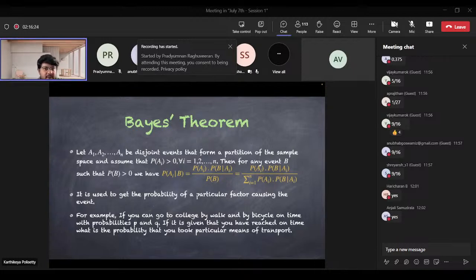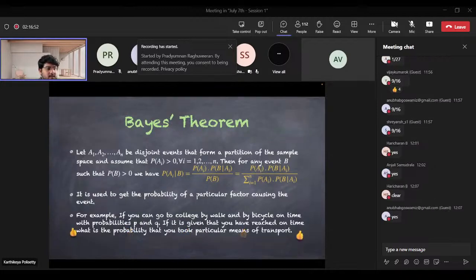Is that fine? Clear till now? Someone can respond. Is that fine? Like, you got the idea what Bayes theorem is and what kind of things Bayes theorem is going to take. Yes?